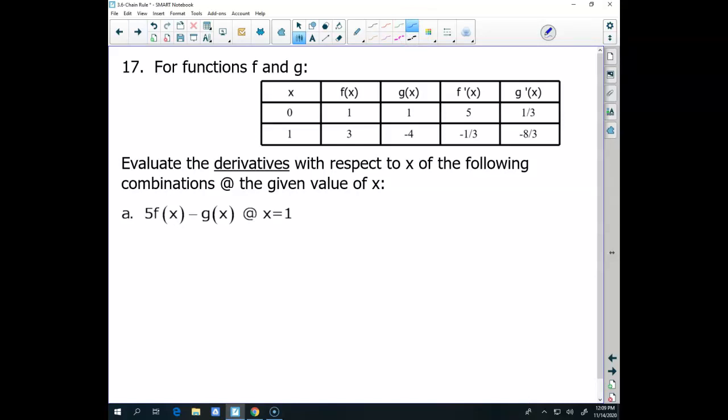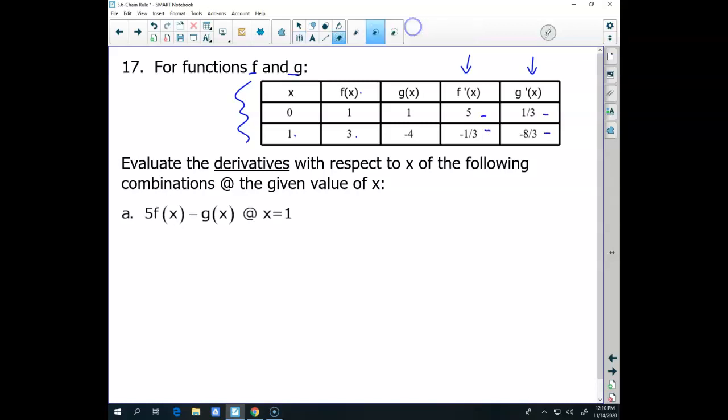And what they're going to do is they're going to give us a table of values, okay? F and G. And obviously F and G are differentiable at certain points because they're giving me my derivative values. So they're giving me my function of F at 0 is 1. The value of my function F at 1 is 3. So they're giving me values of my function F and G at 0 and 1. And they're also giving me values of the derivative of F at 0 and 1 here and here, and G here and here, okay?